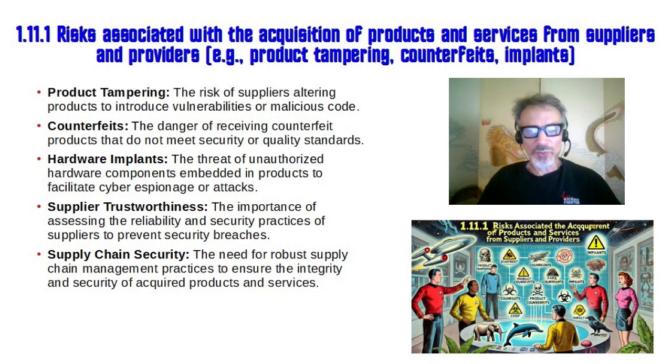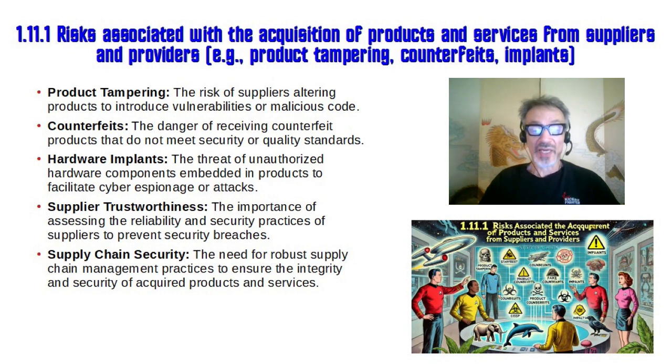Alright, subtask 1 focuses on risks associated with acquiring products and services from suppliers and providers. There are 5 key risks we need to understand. 1. Product tampering. This involves malicious alterations to products, potentially introducing vulnerabilities or malware. For example, a compromised supplier might insert malicious code into software or hardware components.